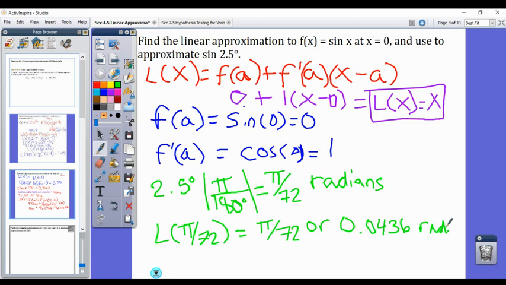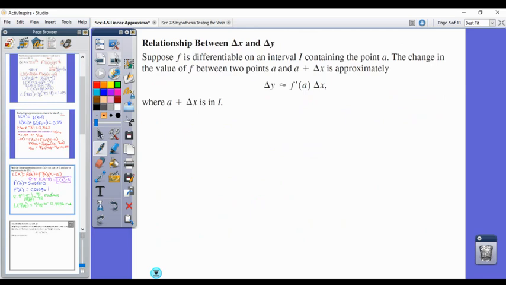Okay, let's learn another rule. Okay, so in this case, we are going to talk about the relationship between the change in x and the change in y. Okay, so this triangle means delta, which refers to change.